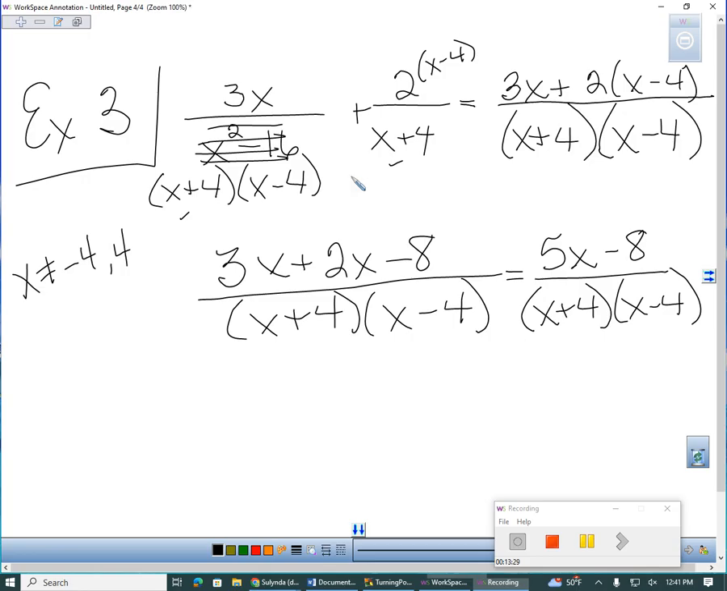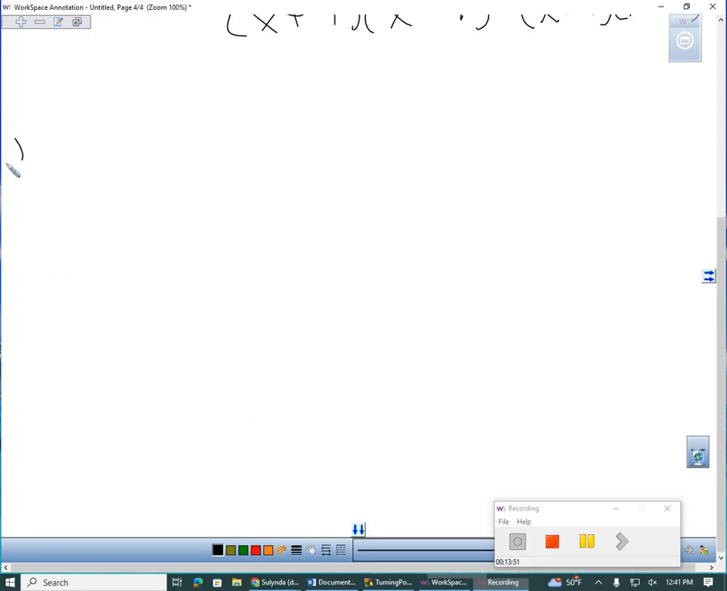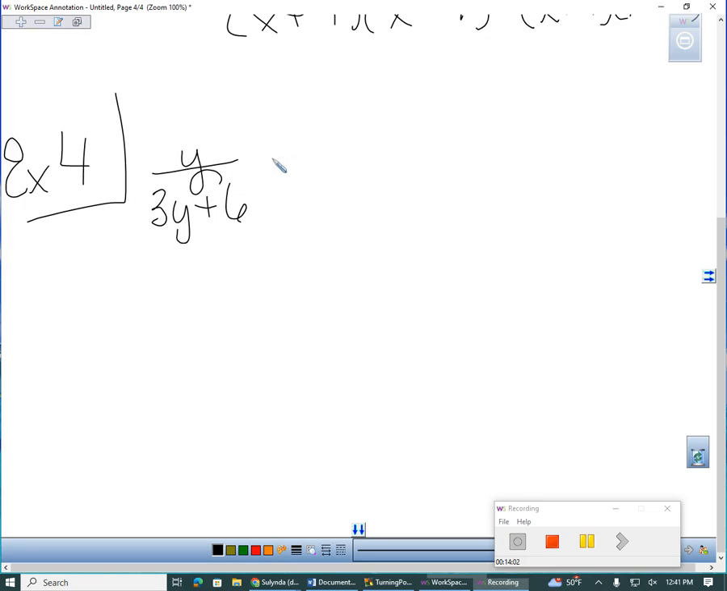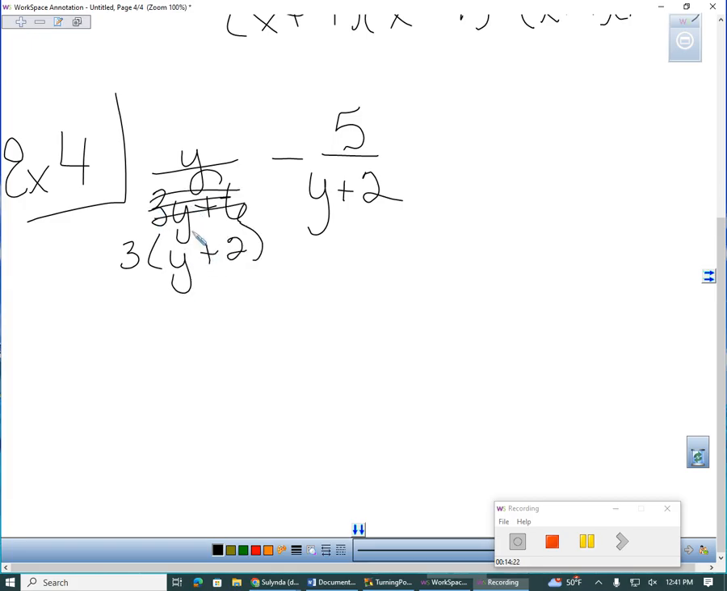Okay. Let's try another one. Example number 4. Let's do y over 3y plus 6 minus 5 over y plus 2. Okay, so I have to factor everywhere. Where's the one spot I need to factor? 3y. Good. I can undistribute a 3. So I get y plus 2. All right, so now I factored everywhere. Let's state our restrictions. Y cannot equal what? Good. Y cannot equal negative 2.